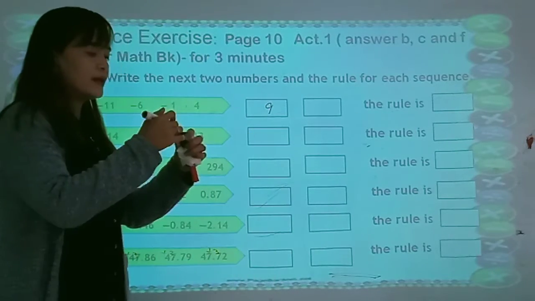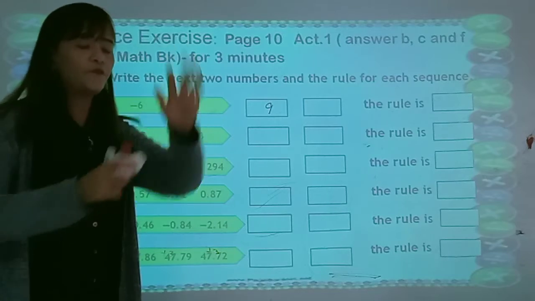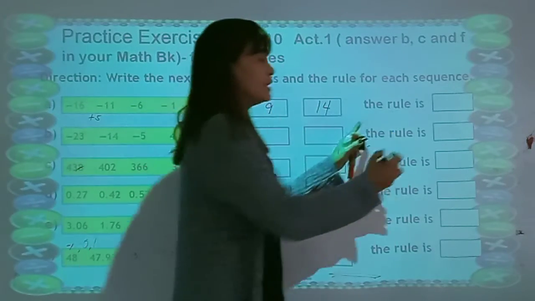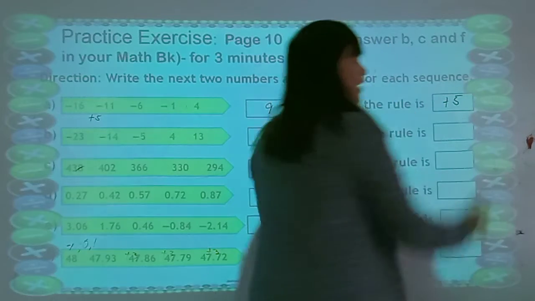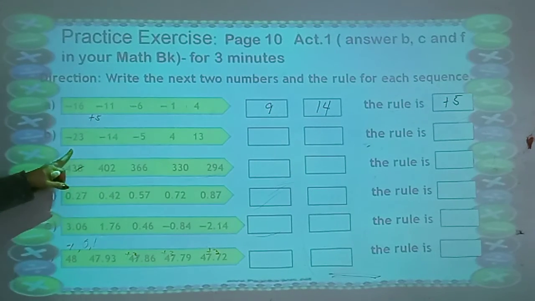If this is 9, what is the next number? 9, 10, 11, 12, 13, 14. Very good, class. So this is 14. And the rule is we need to add plus 5. Can you understand? Okay, how about letter B?